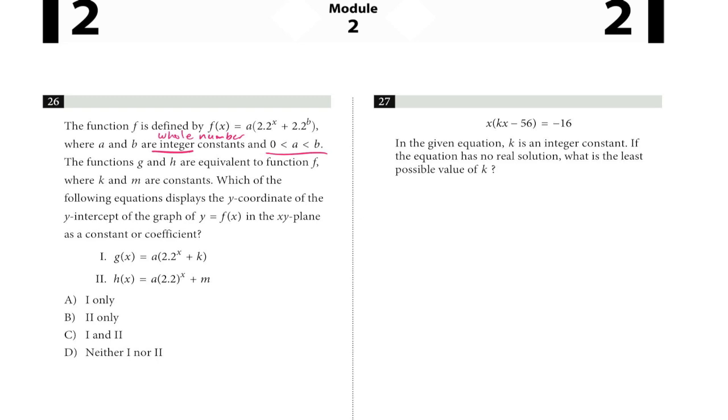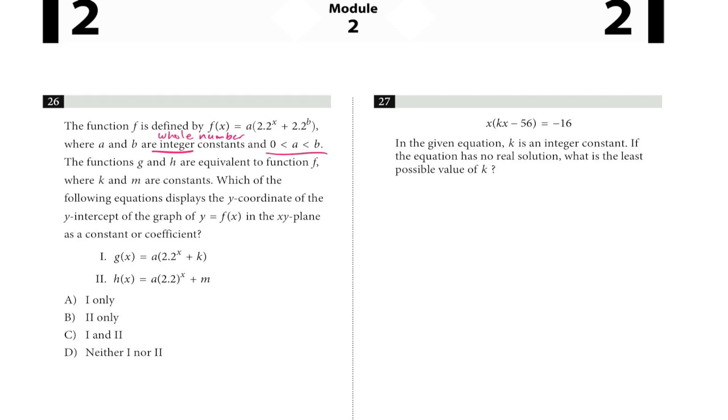The functions g and h are equivalent to function f, where k and m are constants. By them saying that the functions g and h are equivalent to function f, it means they're all the same function. They're just written in different ways. And by them saying k and m are constants, that also just means that they are numbers. They're not necessarily whole numbers. Which of the following equations displays the y-coordinate of the y-intercept of the graph of y equals f of x in the xy-plane as a constant or coefficient?